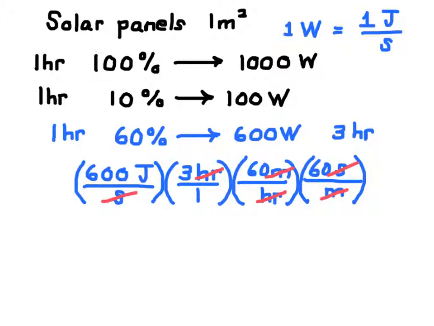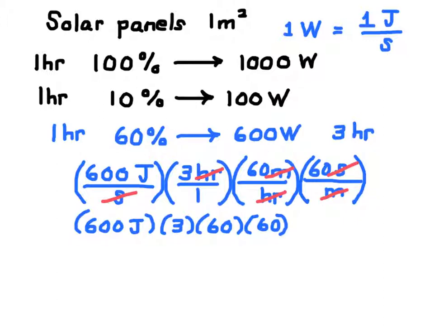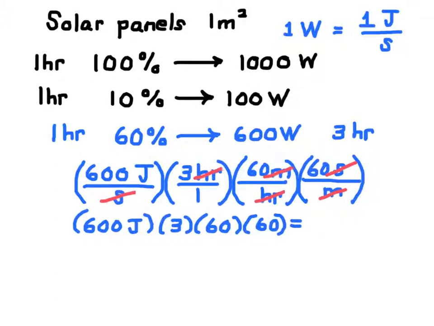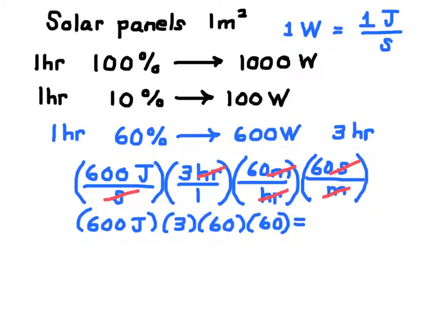And so we end up with 600 joules multiplied by, and this is what's left, multiplied by 3, and multiply that by 60. And you can do this on your calculator. And multiply that by another 60. And what do we get? And what we get here is 6,480,000.